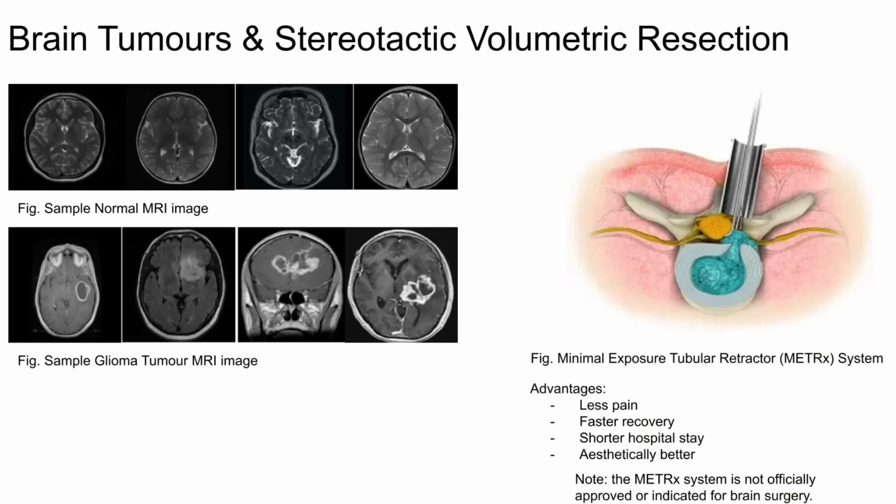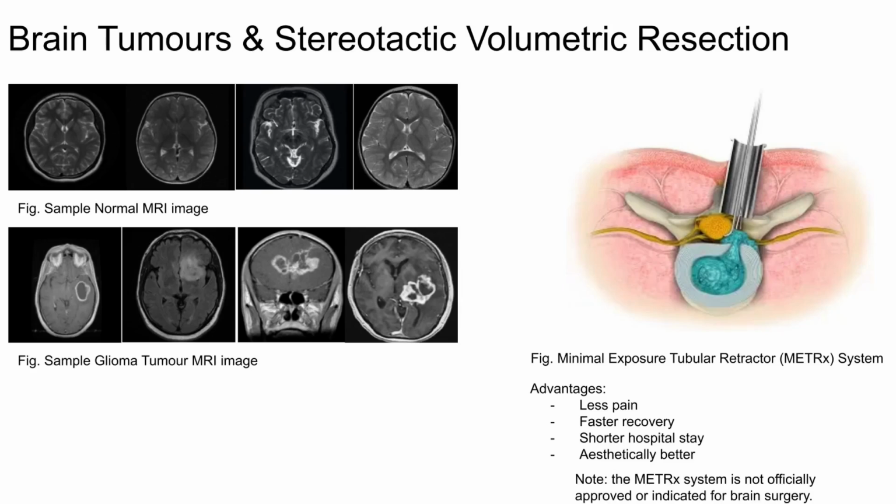A specific example of minimally invasive neurosurgery is stereotactic volumetric resection for brain tumors. In this procedure, the first step is identifying the tumor location using medical imaging techniques such as MRI. Once the tumor location is known, a surgical trajectory is selected. This trajectory defines the path that surgical instruments will follow to reach the tumor. A cylindrical guide is then inserted along this predetermined trajectory.